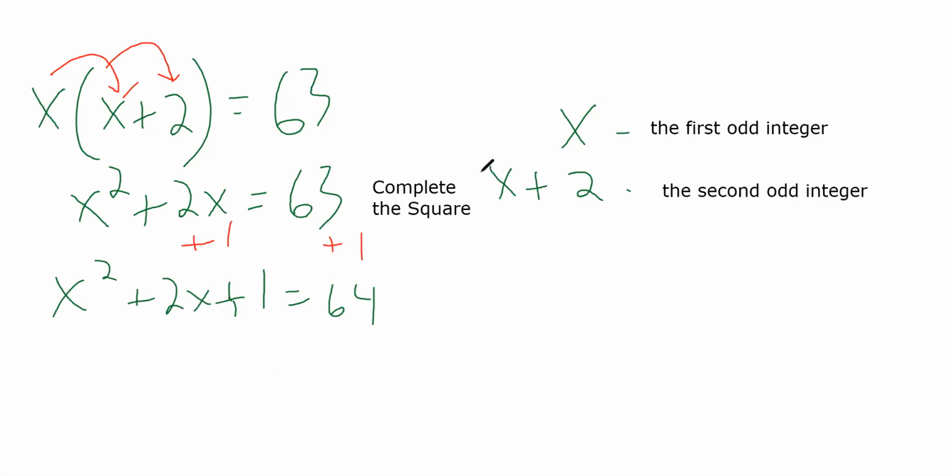And now the beautiful thing about completing the square is you'll recall the left-hand side becomes what we called a perfect square trinomial. And it factors as this number we added to both sides, it just factors like this: x plus 1 squared.